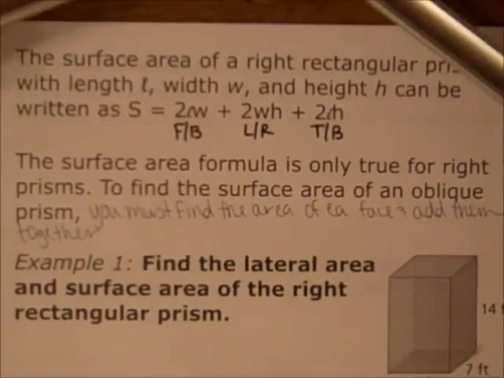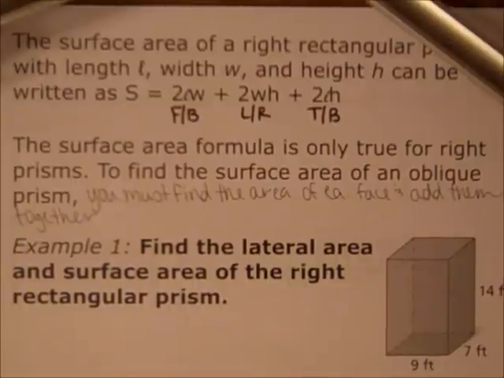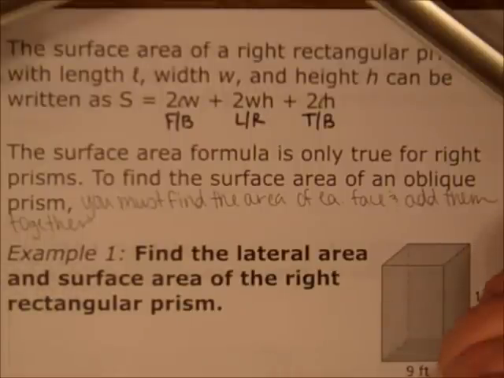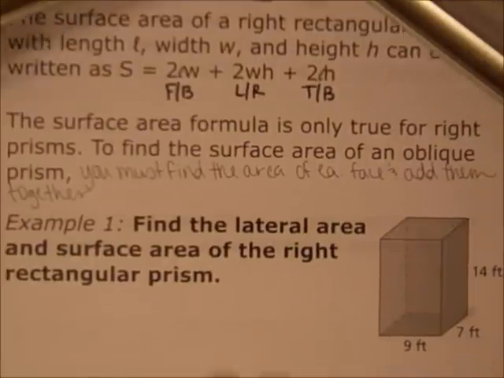All right, the surface area formula is only true for right prisms. For oblique prisms, if we had one, we would have to find the area of each face individually and add them together. So for this year, for geometry, we're only going to focus on right prisms. If you had to do an oblique prism, you could. It would just take you longer. You couldn't use the formula, but you have all the skills to do it.